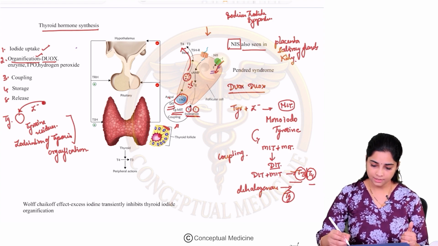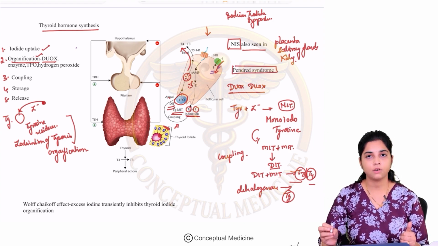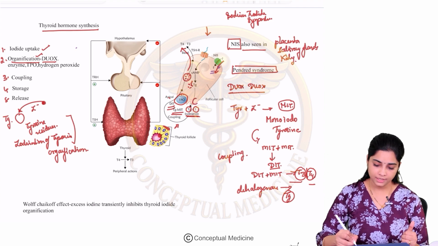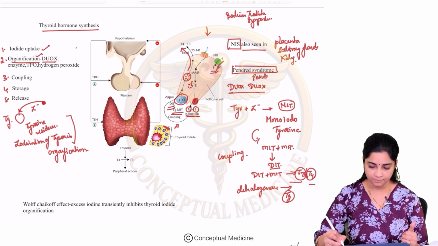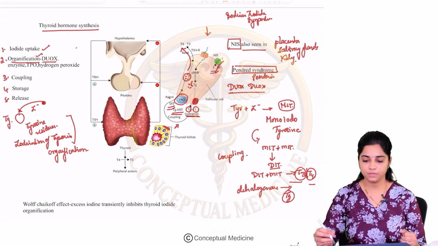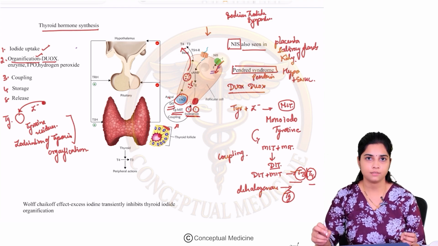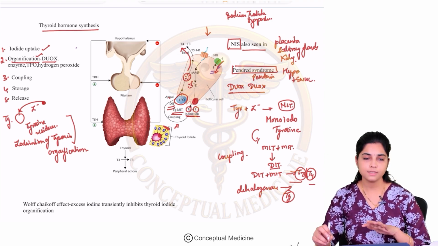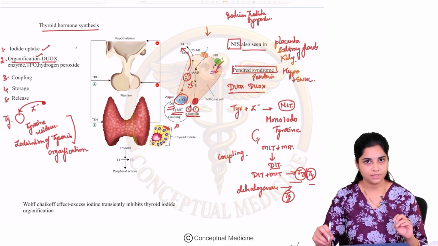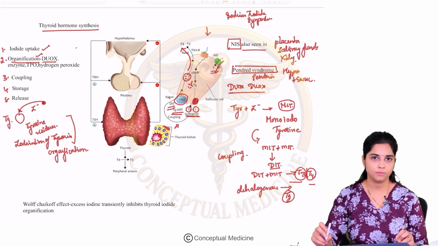Now, another very important syndrome is your Pendred syndrome. There is a transporter which is present in your apical surface called pendrin. Whenever there is a damage to this transporter, you can have congenital hypothyroidism with sensorineural hearing loss, and this is called as Pendred syndrome. Okay. So, this is about your iodide transport and synthesis of thyroid hormone.